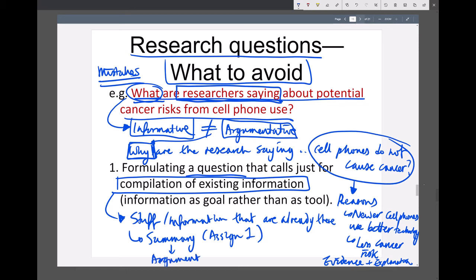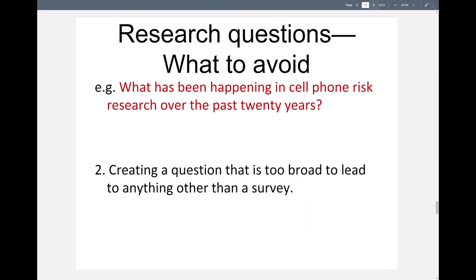So that's assignment 2. You want to ask why questions, and you want to do research to support your argument. This is very important.